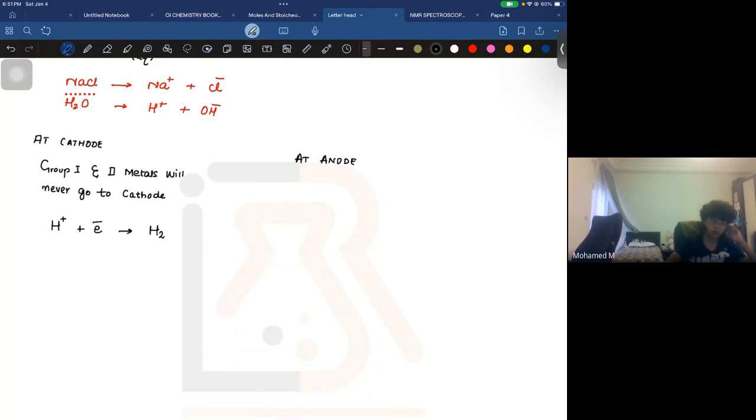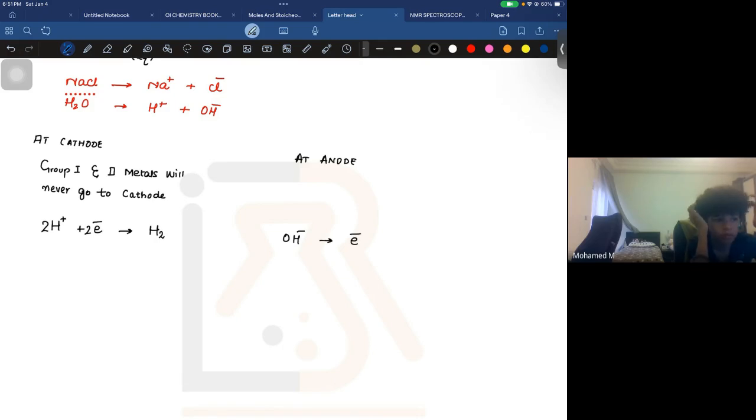It's also diatomic, so you are supposed to write 2 over there. Then at the anode, you have two things, number one is this, number two is this. Both are ready to go towards the anode because both have negative charge. When both have negative charge, you have to decide what to do. Obviously, you have the dilute solution. Dilute means more water and less NaCl. More water means more OH minus, so OH minus would go towards the anode.